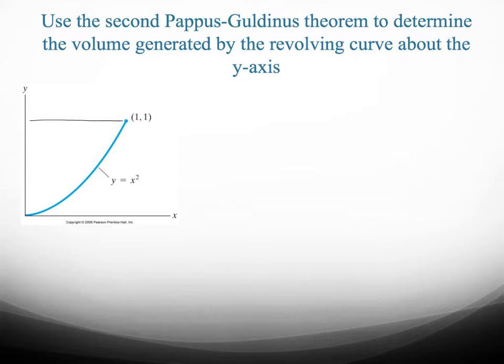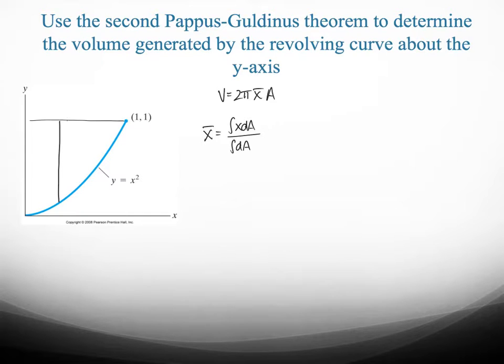Okay, so again, we're saying that our volume is 2 pi x bar times area. So x bar is going to be the integral of x dA over the integral of dA.